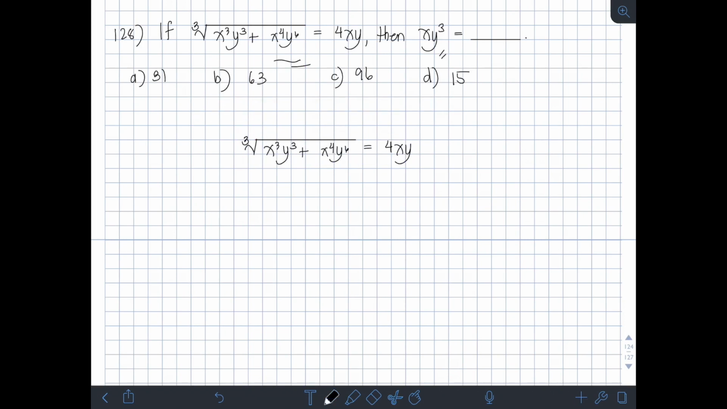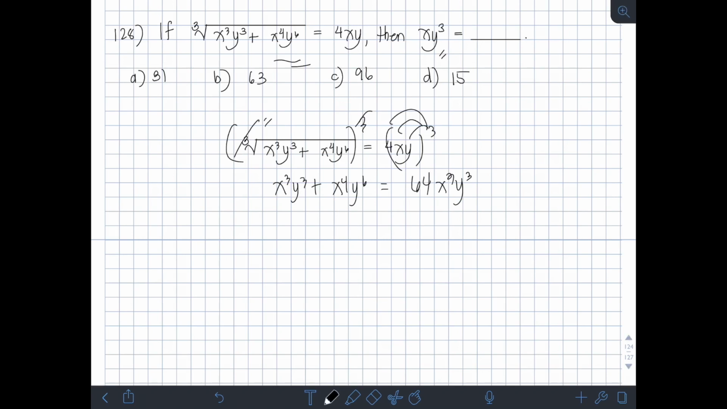Okay, so eliminate muna natin yung cube root dito sa left. Paano? Kapag kinube natin yung both sides, right? Para ma-cancel yung cube root. So, sa left side, cancel yung cube root, magiging x cube y cube plus x to the 4th y to the 6th. Okay? Equal. Dito naman sa right side, distribute natin yung exponent na 3 sa bawat factor, right? So, meron tayong 4 cube, x cube, y cube. So, itong 4 cube equal siya sa 64, right?